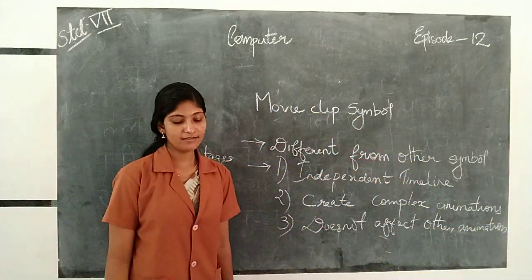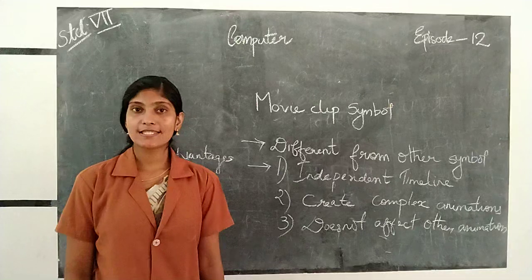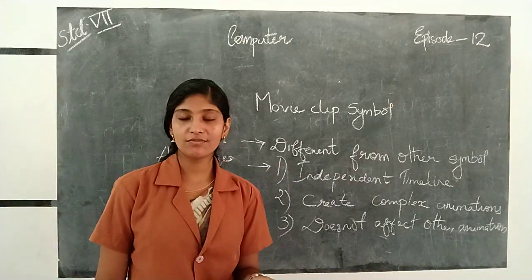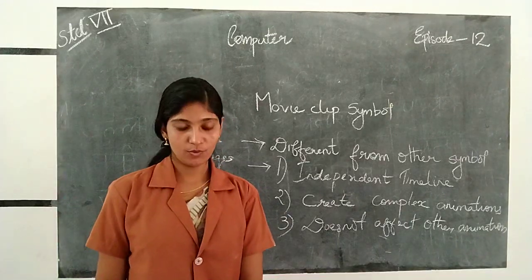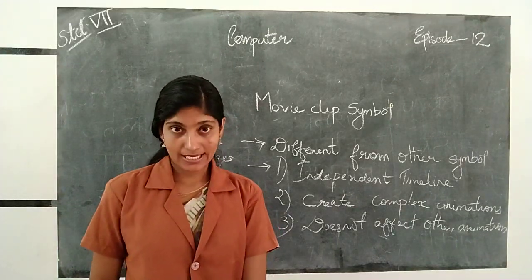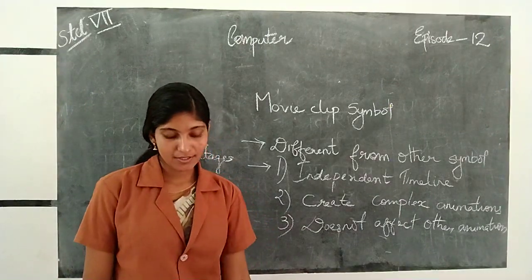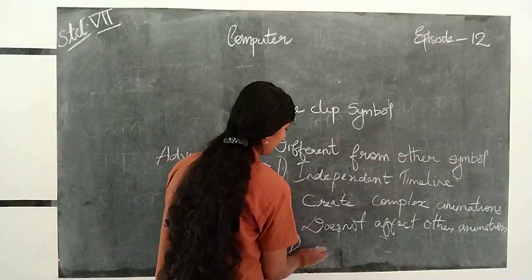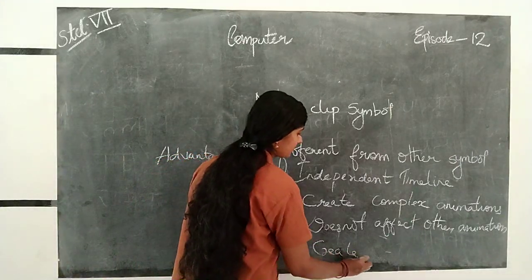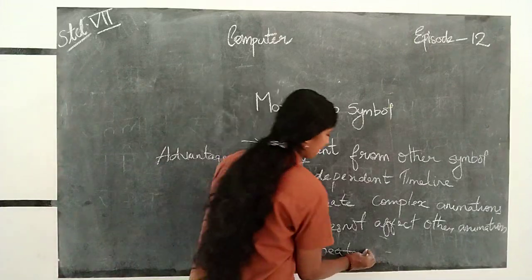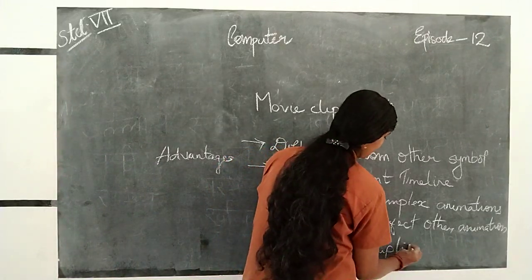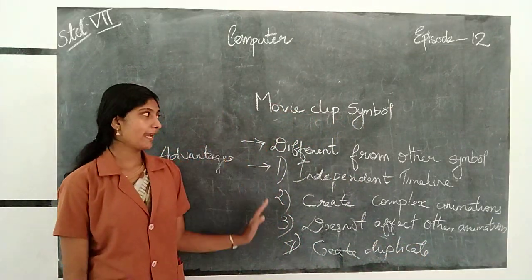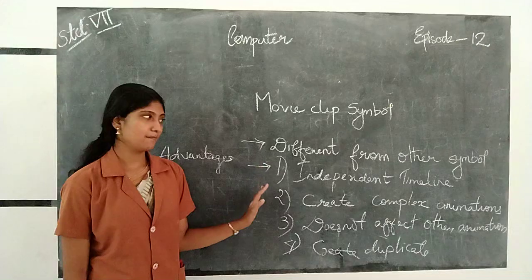Then fourth one, we can create some duplicate movie clips for the multiplication of this purpose, movie clips. We can duplicate the movie clip to produce multiple movie clips. That is the fourth one. Create duplicate movie clips. So these are the main four advantages of movie clip symbol.